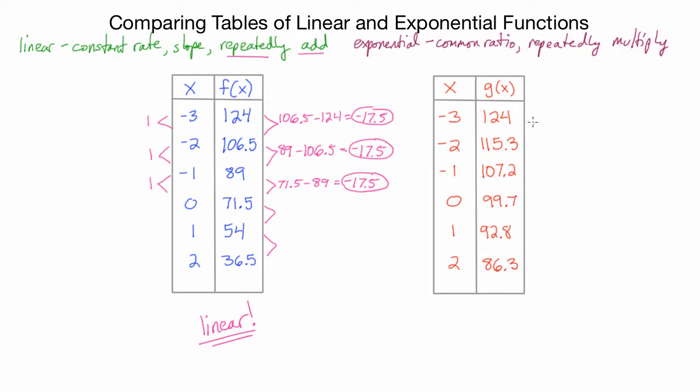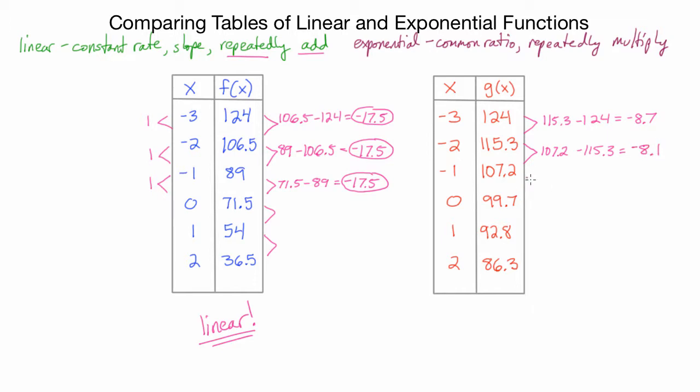Just for kicks, let's go ahead and subtract these ones on the right, and we'll really quickly see that they do not have a constant. So let's take 115.3 minus 124, and we get a change of negative 8.7. Let's subtract these next two. Let's do 107.2 minus 115.3. If I subtract those, we get negative 8.1.